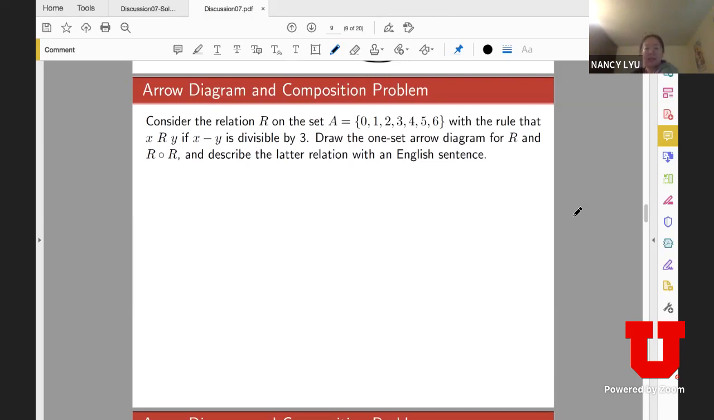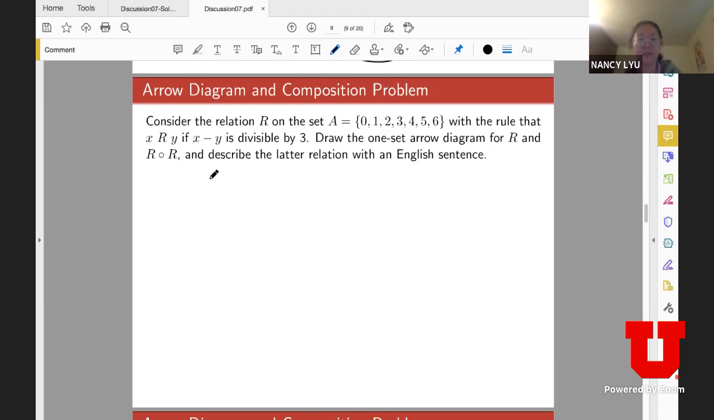So the next one is a similar one. Consider the relation R on the set A = {0, 1, 2, 3, 4, 5, 6} with the rule that xRy if x minus y is divisible by 3. Draw the one set arrow diagram for R and R composition R, and describe the latter relation with an English sentence.